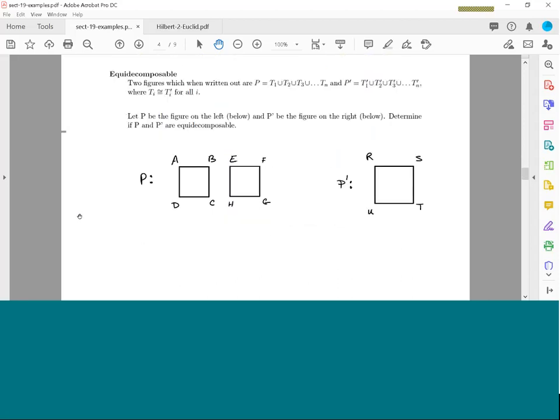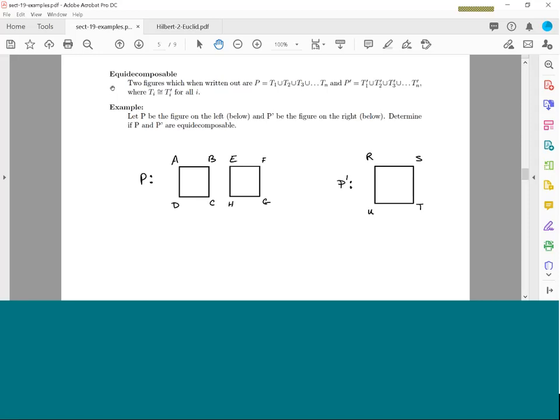All right, and almost the last thing that we're going to deal with in this section 22 is going to be dealing with the definition of equidecomposable. Equidecomposable is simply saying two figures are considered equidecomposable. The equi here is referring to equals. Decomposable here means you're going to be able to cut them up into pieces.